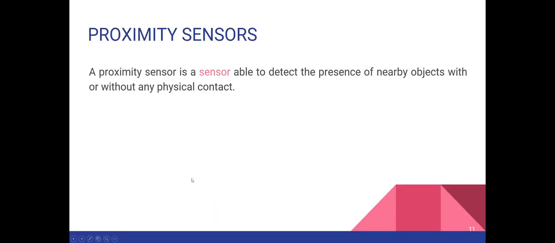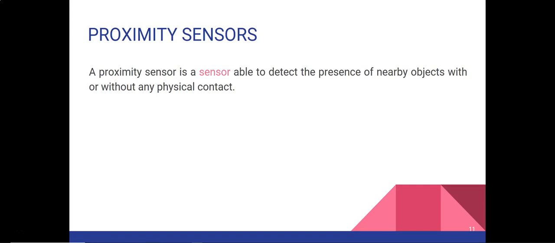Proximity sensor is a sensor able to detect the presence of nearby objects with or without any physical contact. These proximity sensors often emit an electromagnetic field or a beam of electromagnetic radiation, for example, infrared, and then they look for changes in the field, and based on that, they return the signal or they respond. In proximity sensors, the object being sensed is often referred to as a proximity sensor's target.